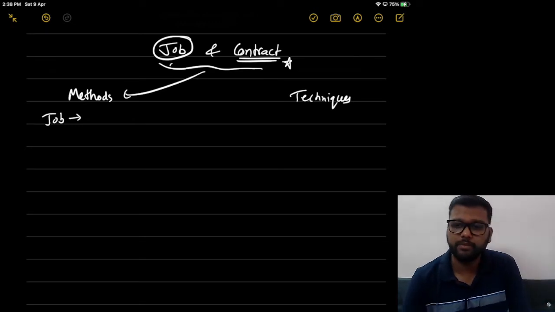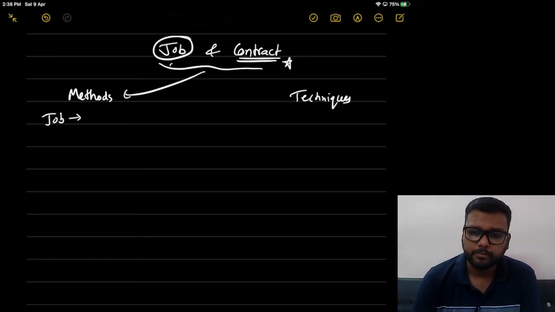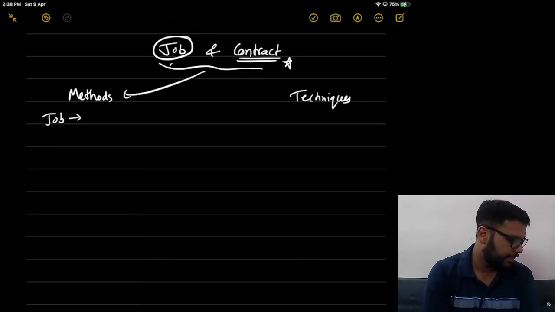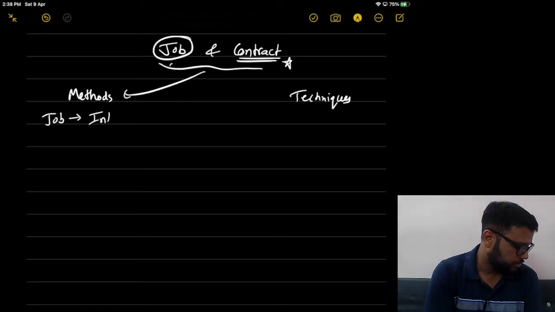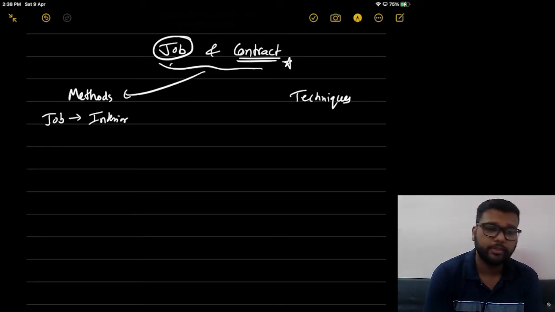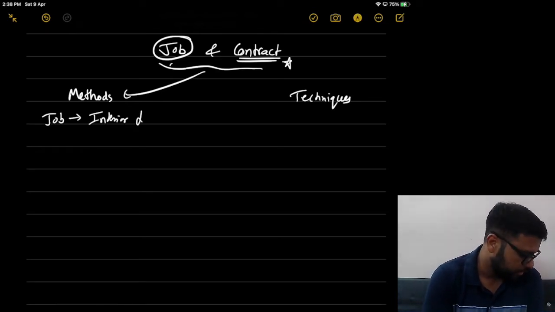So can anyone give me a specific example? Interior. Okay, good. Interior decorations or something. So interior designing or something where job costing can be used because each job is different. Anyone else? Anything?